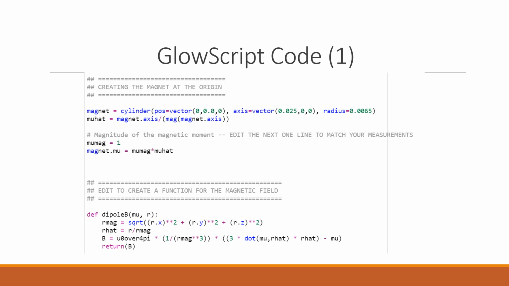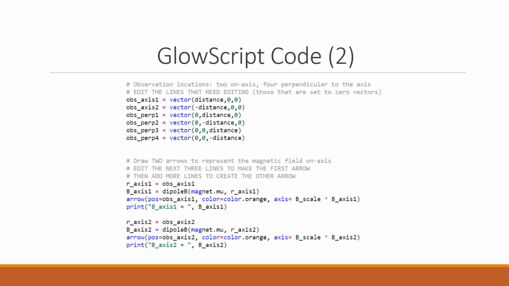Now I'll get into my GlowScript model, but first I want to show a couple of excerpts from my actual code. This part is the formation of the function for the actual magnetic field, which literally was me translating the Biot-Savart law into Python code. And this is how I went about making the observation locations and the arrows to represent the magnetic fields. The rest of my code can be found in the description of the video.